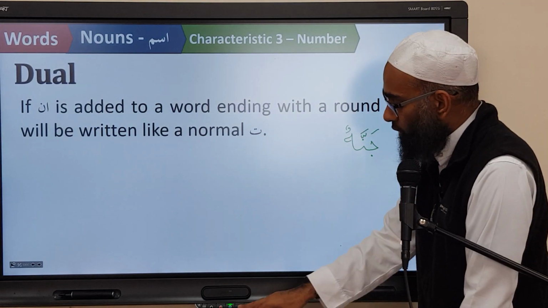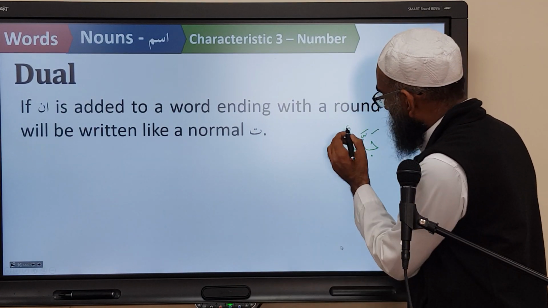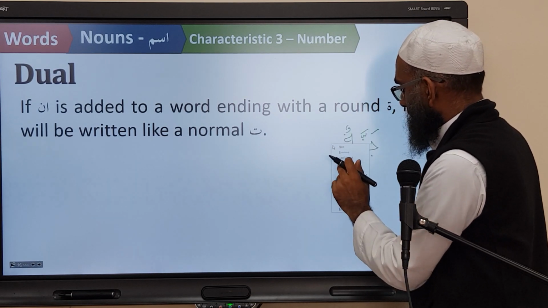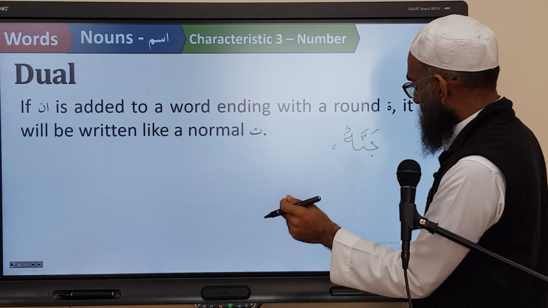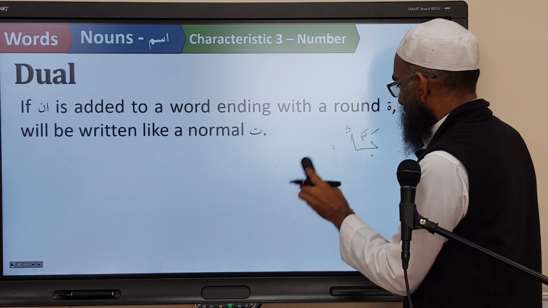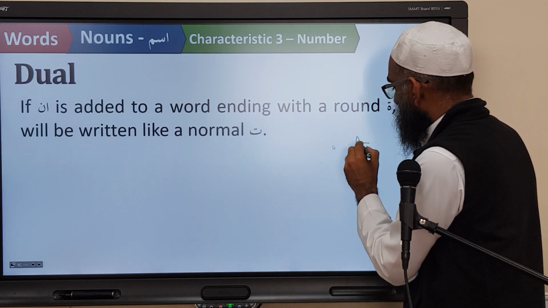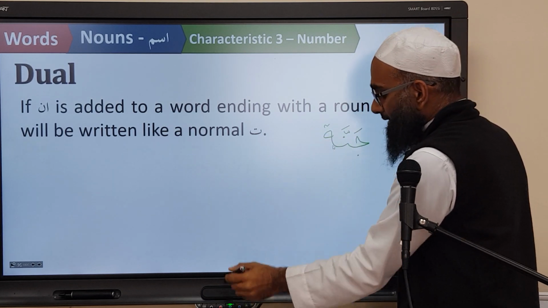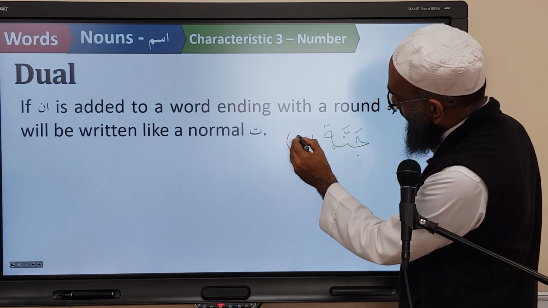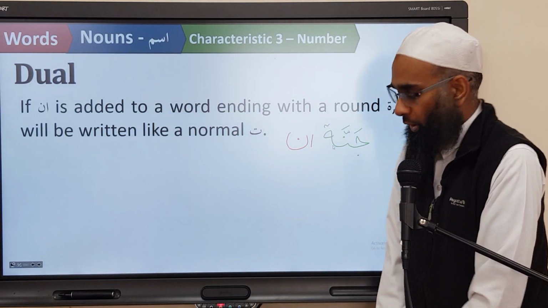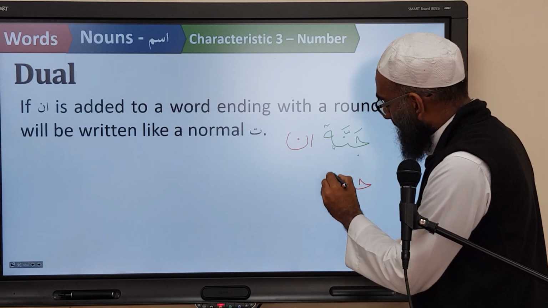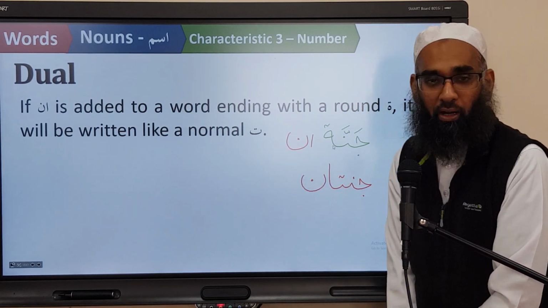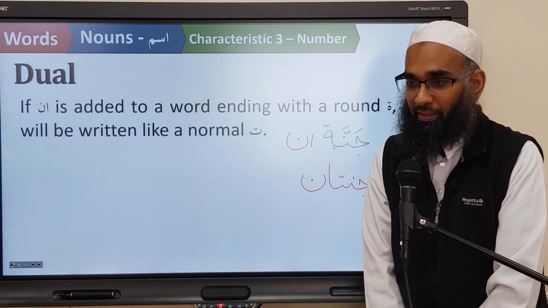Now when people write this, they just tend to do what? They just write a ta marbuta. Let me do it again. So you have here jannatun. People just come and they normally add on an alif and a noon like that. That's not how you write it. How do you have to write it? You write the ta as a normal ta. So you say jannatani. You write that jannatani. You follow me? That's how you write it.